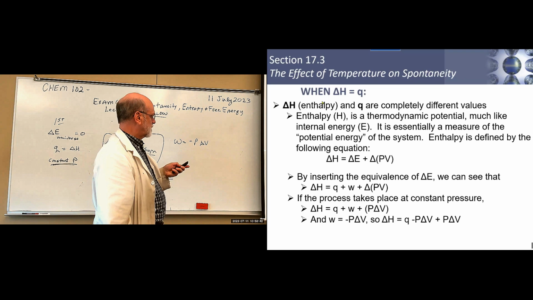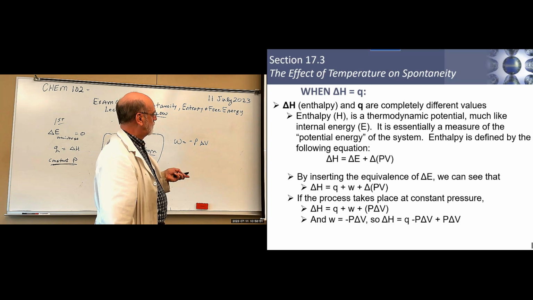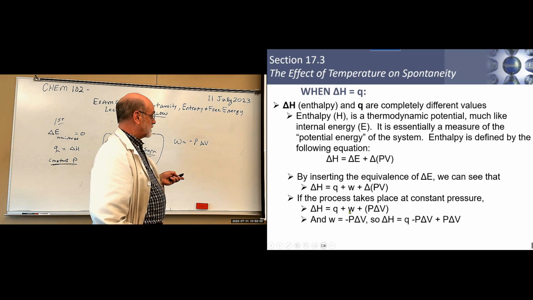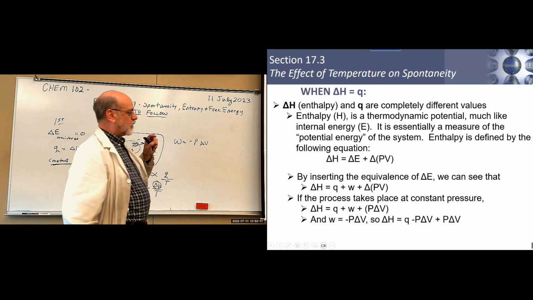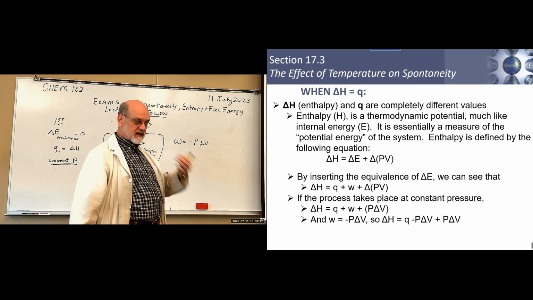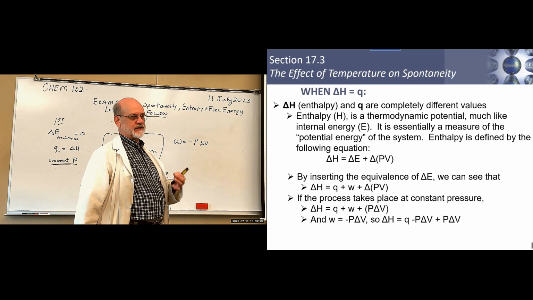Well, if we substitute that one in there also for a PV, oops, where's my arrow? Lost it. There it is. So now we're going to substitute W for this one, minus PV. Right there, those two terms cancel out. Now delta H is equal to Q. So that's why enthalpy, or the thermodynamic potential for the reaction, is equal to a measured change in heat, Q, only when pressure is constant.